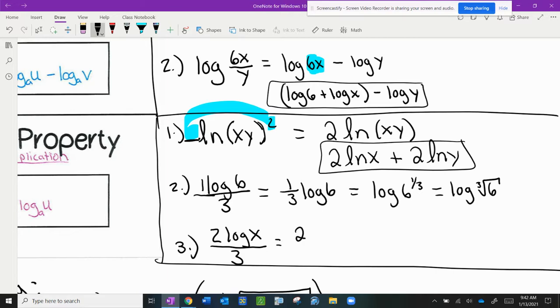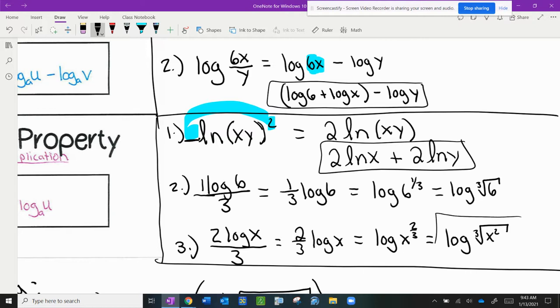Okay, next one, same thing. So this would be 2/3 log of x, and that is equal to the log to the 2/3. And I'm just going to write this all the way out just so we remember how to go from rational exponents to radical form. So this would be the cubed root of x squared, because you're going to be using these properties quite a bit when you do your homework over the next 2 days.